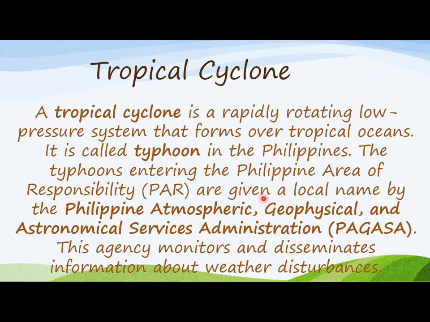Now, it is called typhoon in the Philippines. So, the typhoons entering the Philippine Area of Responsibility or PAR are given a local name by the Philippine Atmospheric, Geophysical, and Astronomical Services Administration or PAGASA. Now, this agency monitors and disseminates information about our weather, no? Day-to-day state of our atmosphere. So, weather disturbances na meron tayo dito sa ating bansa, no? O dyan sa PAR, Philippine Area of Responsibility.